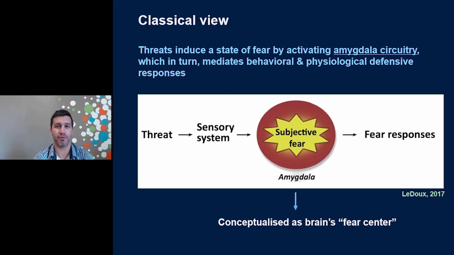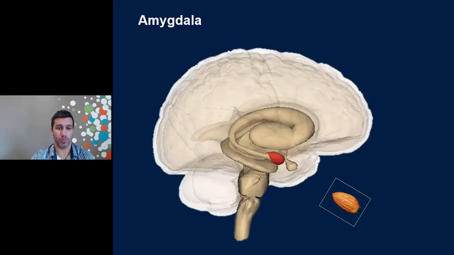Okay, so we can demonstrate this in another way. The classical view really is that threats induce a state of fear by activating amygdala circuitry. That is, it is causal to the experience of fear, which in turn mediates behavioral and physiological responses. So within this kind of view, the amygdala is really causally involved in producing the subjective experience of fear. This view absolutely centers on the amygdala as the brain's fear center. This is quite a commonly held view. And why is that? We'll get into that.